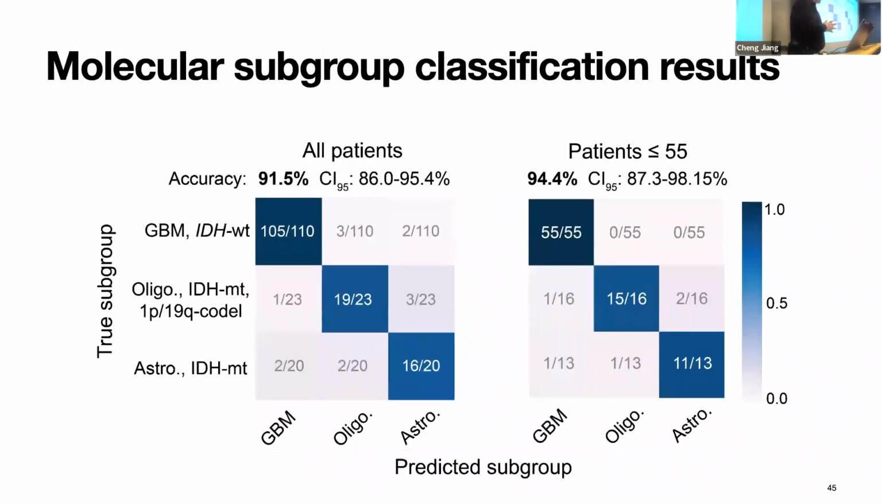Right. And from the molecular subgroups, we can then combine them together to get the final diagnosis of the molecular classification. We can see that we still achieve very good results once we combine these molecular subgroups together, especially in patients that are under 55 years old.